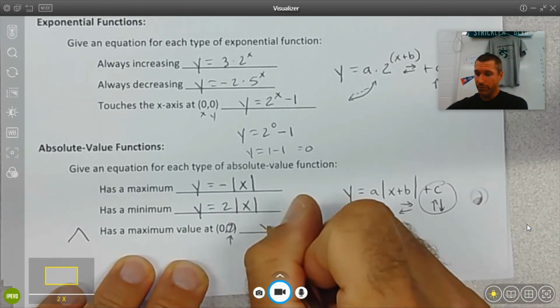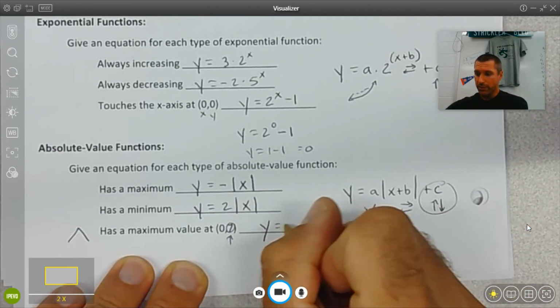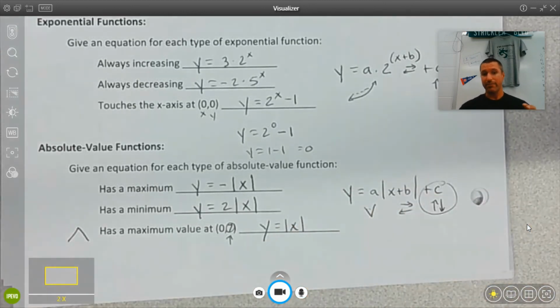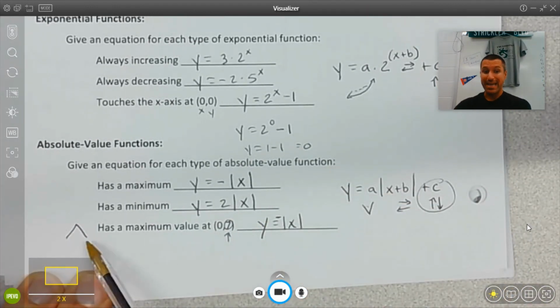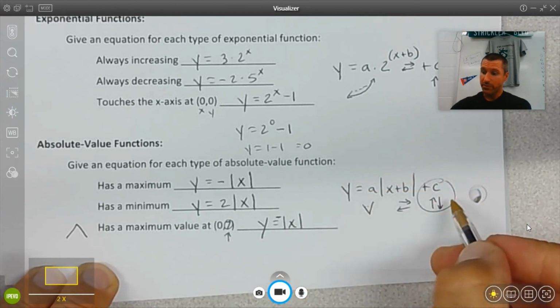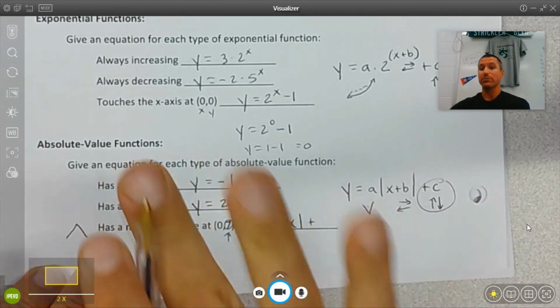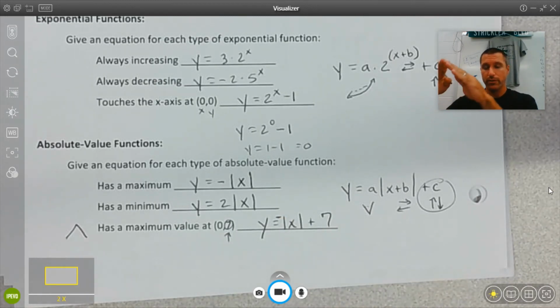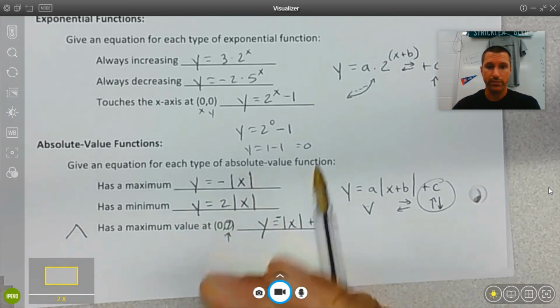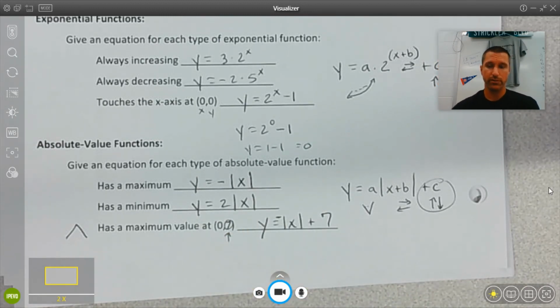So the most basic one I can think of, y equals the absolute value of x. You basically just have a V at this point, okay? But it's going up. Stick a negative in front, and now you've flipped it down, and then move it up 7 units. All you have to do is add on to the outside of the absolute value. So as long as you have a negative here and a plus 7 at the end, it'll be a maximum, and it's up there at 0, 7 because you raised it up vertically 7 units.